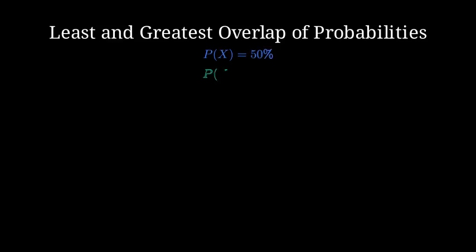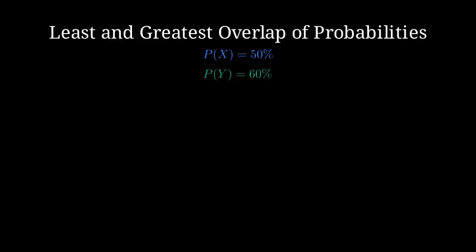We are given two probabilities about profits for company X and company Y. We want the least and the greatest possible probability that both companies make a profit at the same time. Here is the given information. Company X has a 50% chance, and company Y has a 60% chance of making a profit.